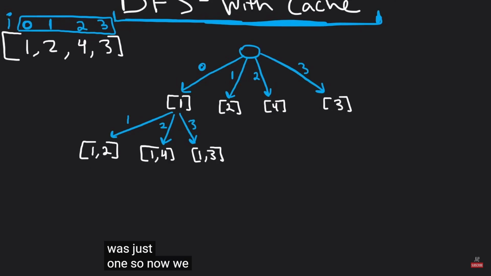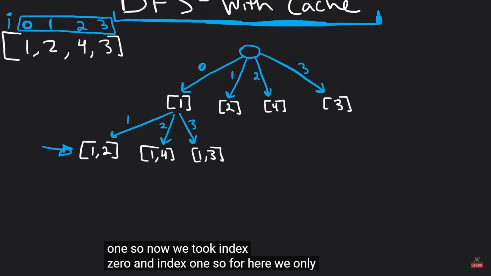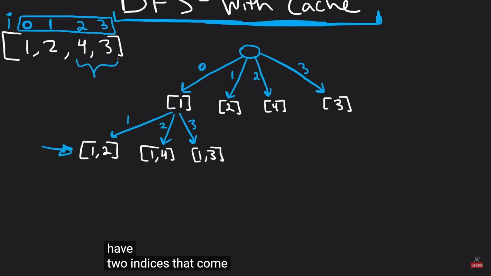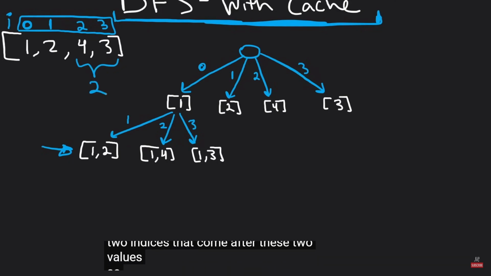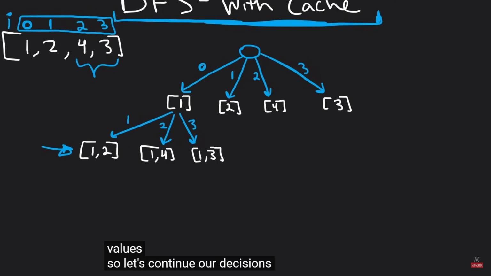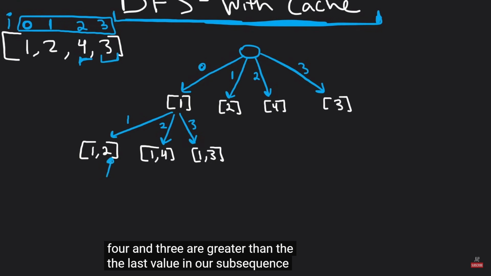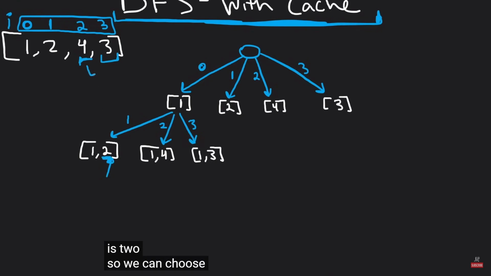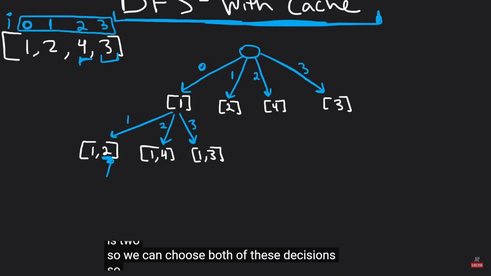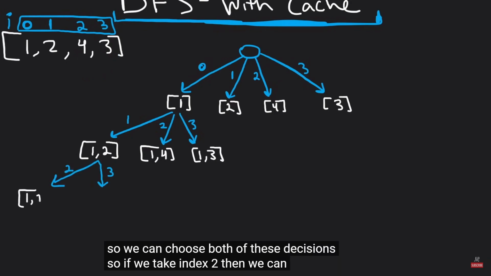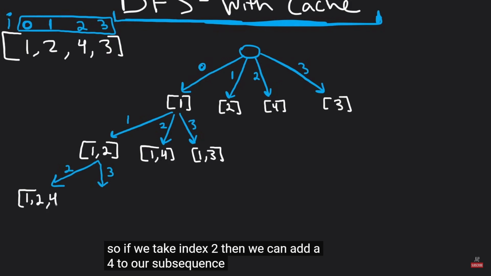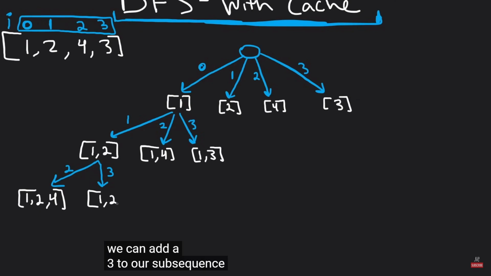So now we took index 0 and index 1. Here, we only have 2 indices that come after these 2 values, so let's continue our decisions. We see that both 4 and 3 are greater than the last value in our subsequence, which is 2, so we can choose both of these decisions. If we take index 2, then we can add a 4 to our subsequence. If we take index 3, we can add a 3 to our subsequence.